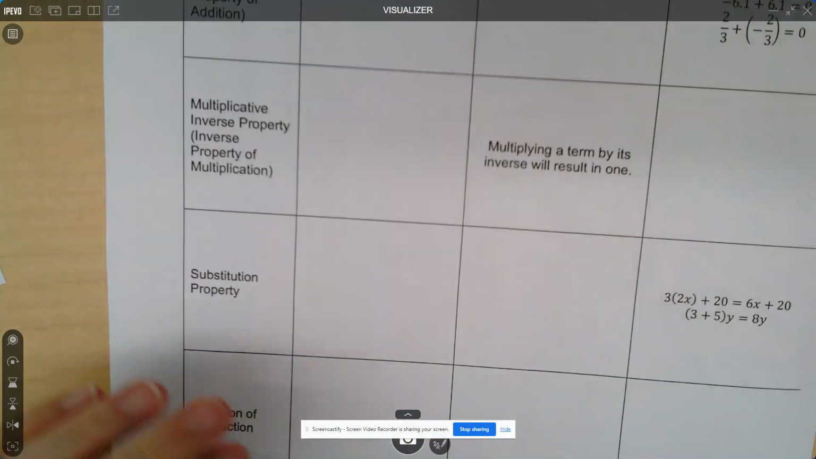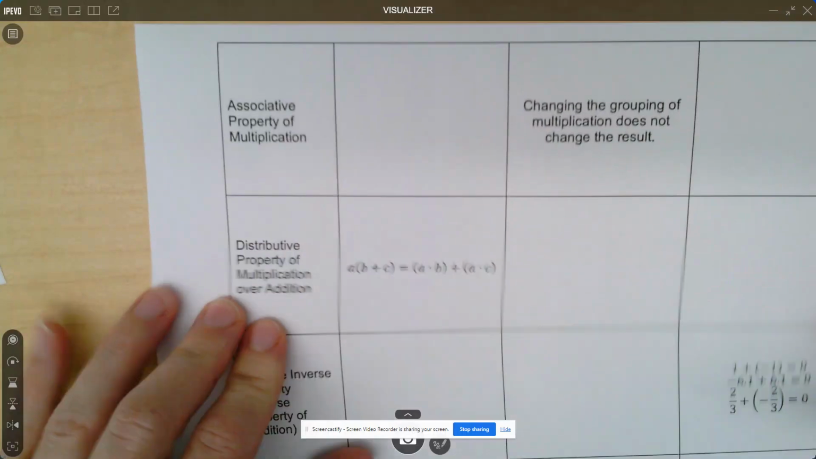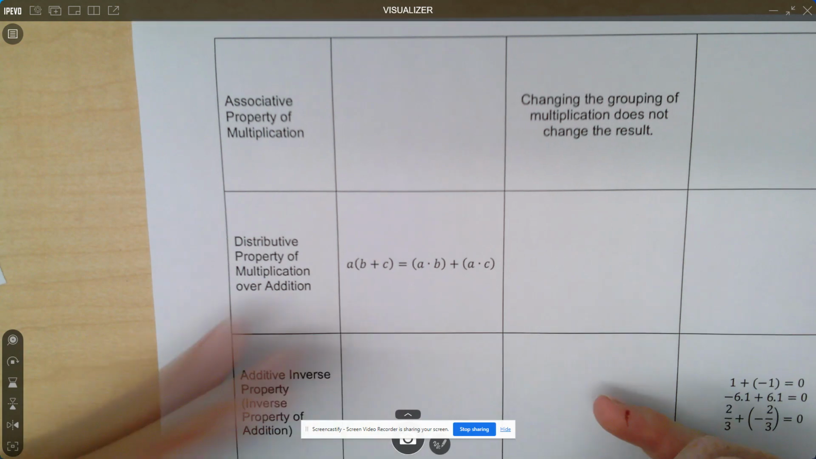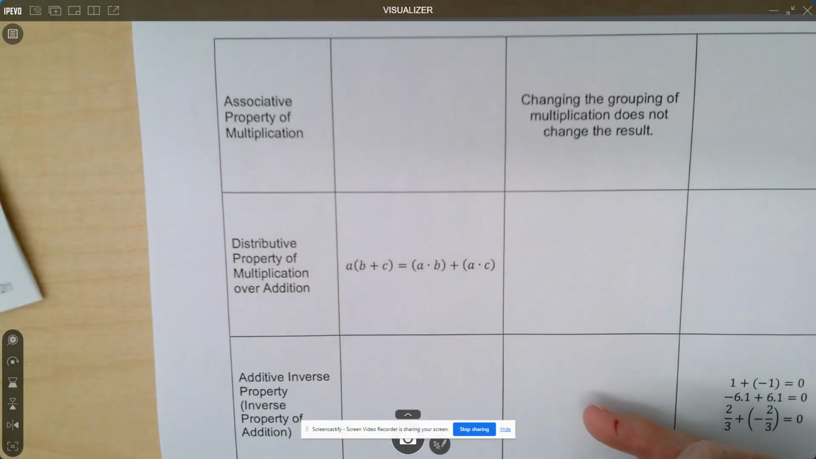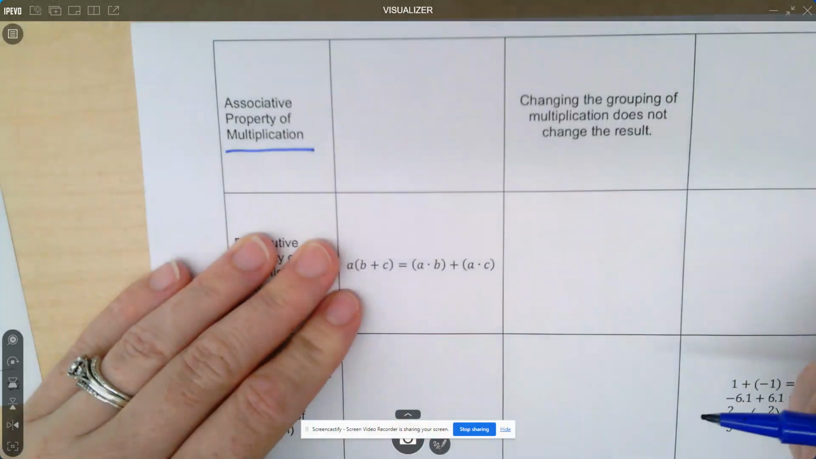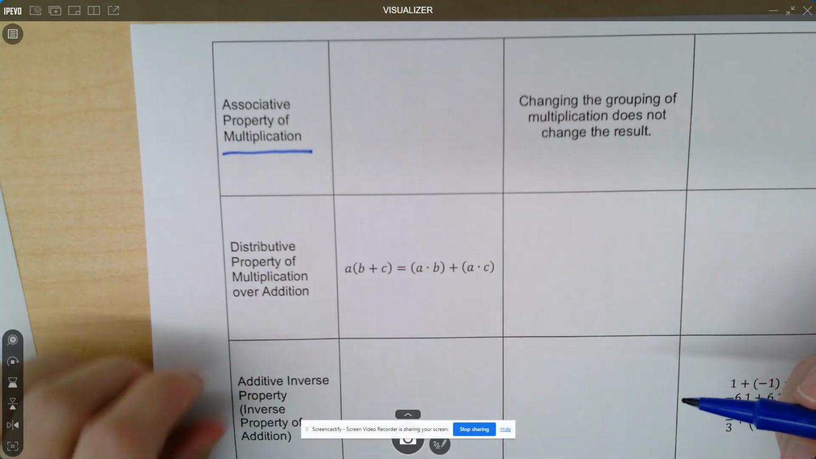Let's flip the page over. The next one is the associative property of multiplication. So very similar to the associative property of addition, except now we have multiplication. We still have our little rhyme. Associative property has S's and C's. That's what moves those parentheses.